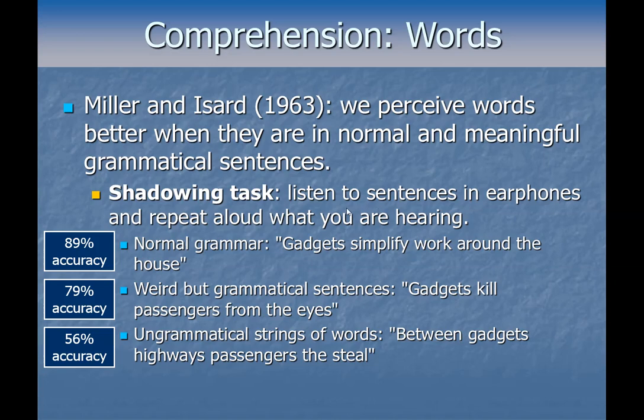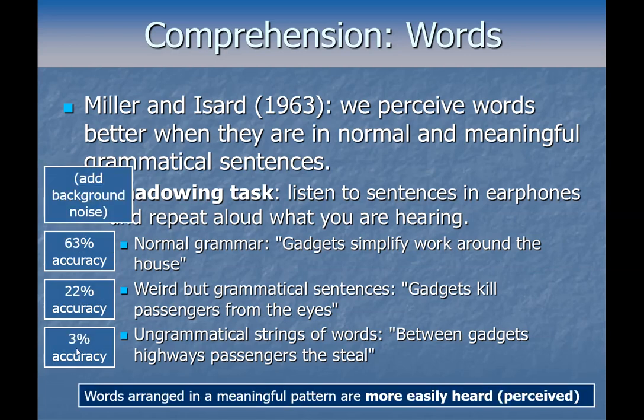Now, the interesting part is that second condition I talked about, where they had people do this task but with some distracting noises in the background, where it's a little harder to hear the thing you're trying to hear. In that condition, watch how their accuracy goes down in these three conditions. Here it's about 90, about 80, and about 55. And when there's background noise added, the participants' accuracy does go down. In the normal grammar condition, they're down from 90 to about 60%.